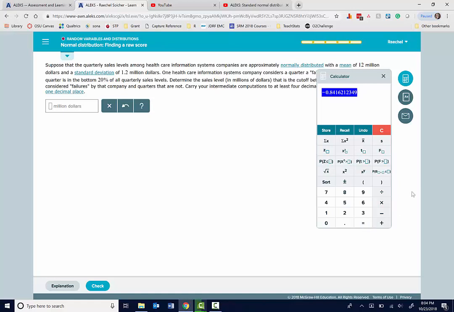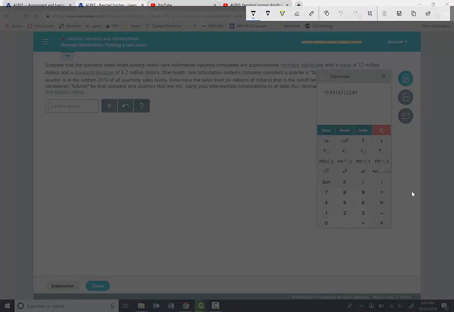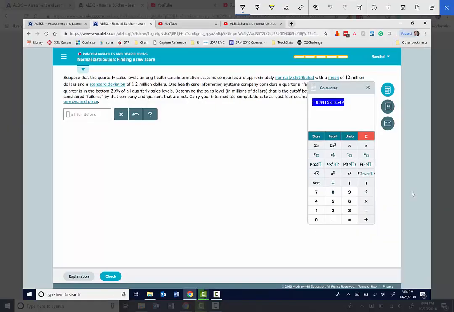We find that the z value at 0.8 is equal to negative 0.8416. This is equal to x minus mu, which again is 12, divided by a standard deviation of 1.2. Now we just want to solve for x, so we're going to multiply this negative 0.8416 by 1.2.